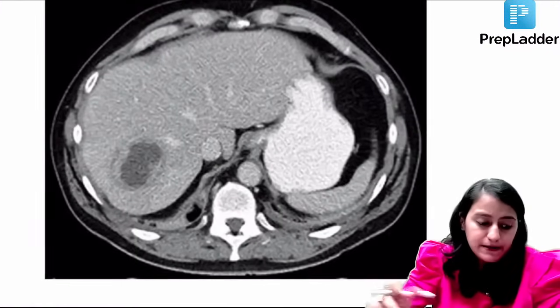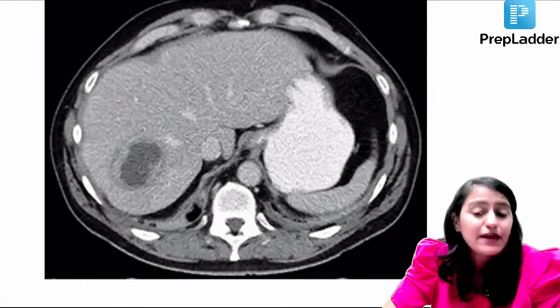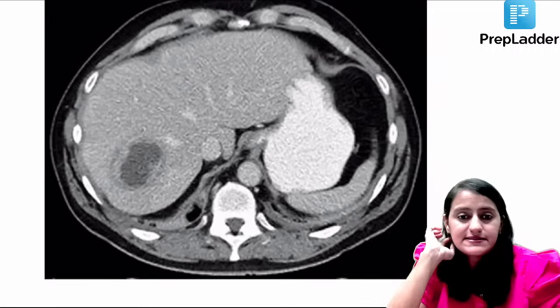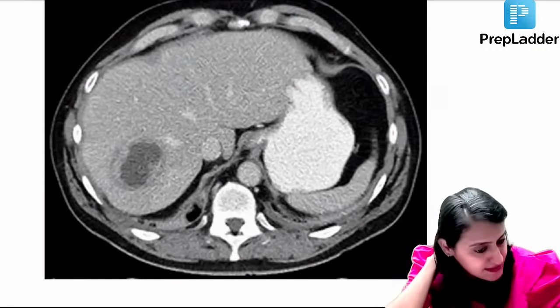What is this one here? What is this liver lesion? Caroli's disease, Ashwin, will have the central dot sign. Right? The central dot sign will be seen in Caroli's.